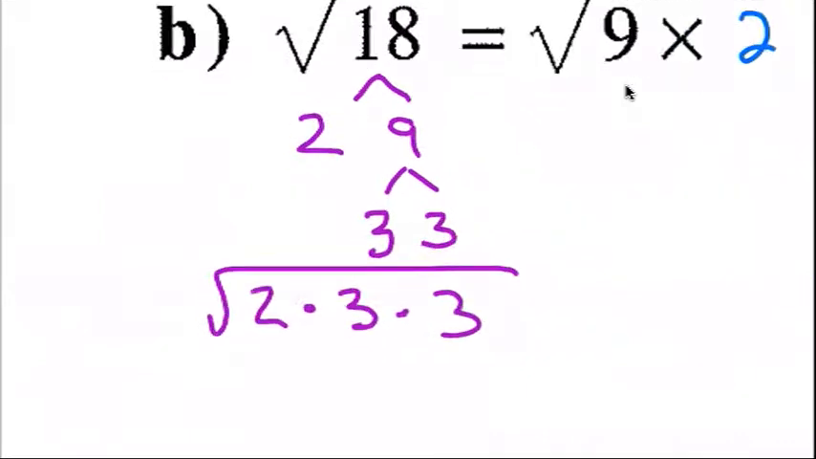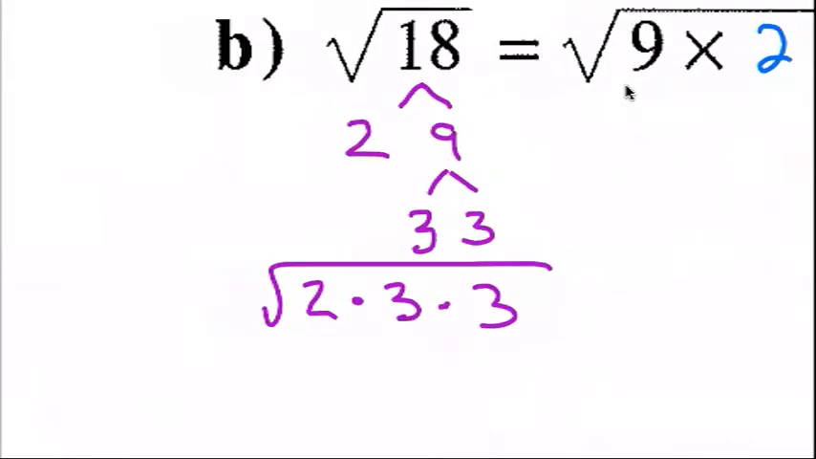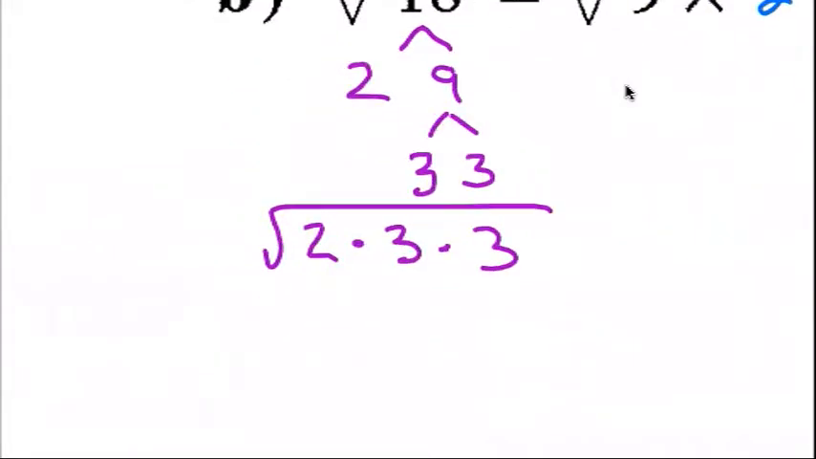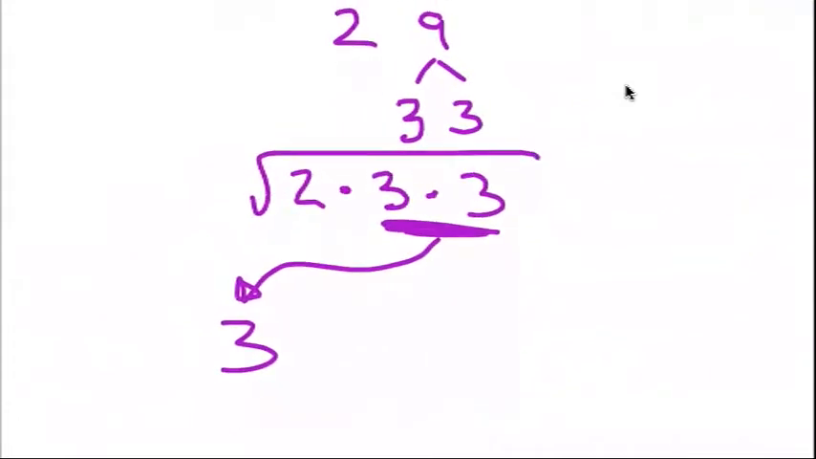And because this is square root, remember there's a little 2 out here we never write. Because this is square root, I look for groups of 2. There's a group of 2. There's a pair. That is going to give me a 3 on the outside of my radical sign. There's nothing left over. That's it.